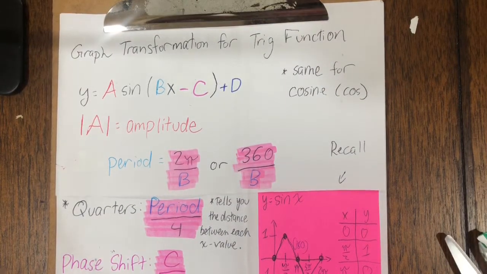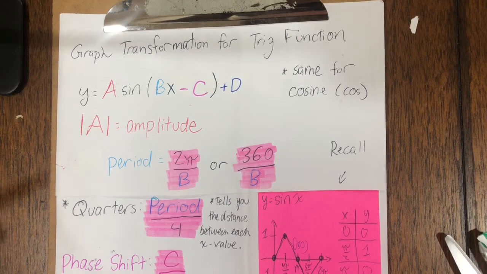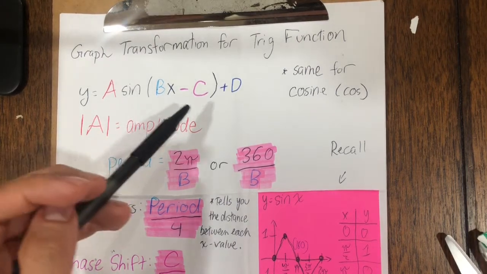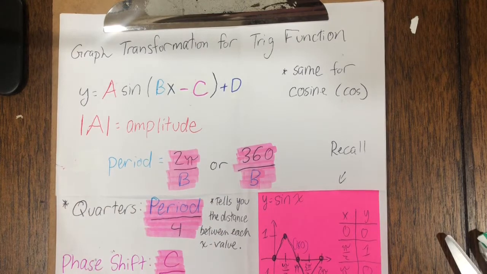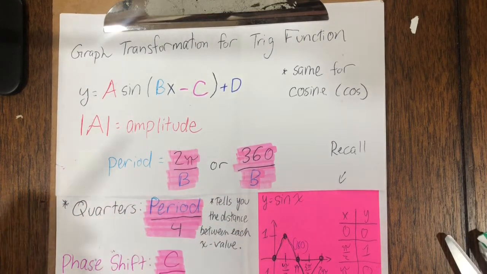We're going to continue looking at graph transformations for trig functions. In the previous video, we took a look at the change of the amplitude and the period, giving the numbers for A and B. Now for this video, we're going to take a look at what kind of transformations are going to happen when given a number for C and/or D. Those two are going to be a certain kind of shift, specifically a horizontal and/or a vertical shift.